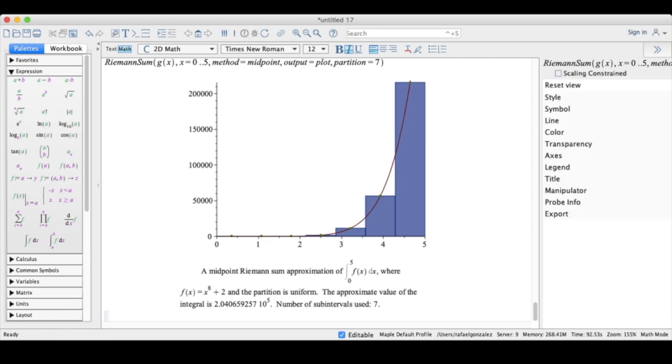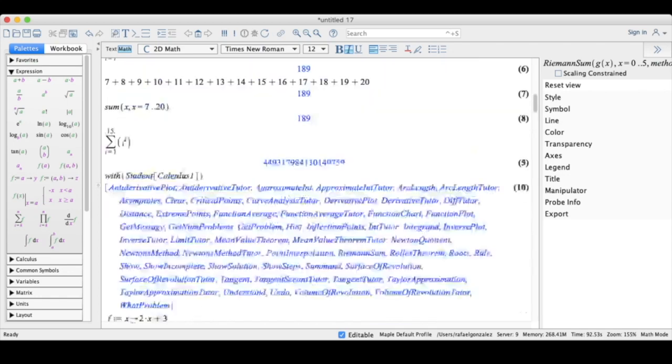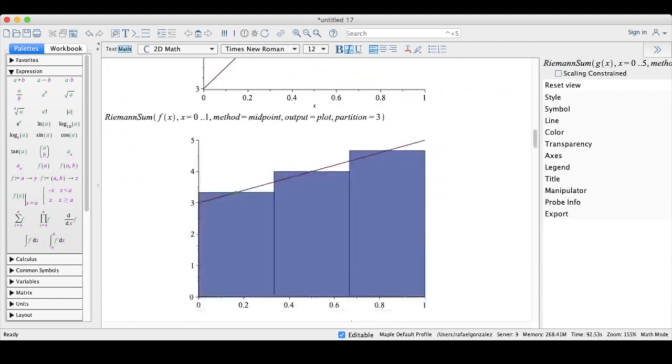Obviously, it looks like with 7 partitions, this is way off. I mean, look at all the spaces that we have here. And look at the extra area that we have up here. So it definitely looks like we are off on this sum. Let's try to make that sum better. I think I said 50 rectangles. Yeah, 50. Let's do it with 50.